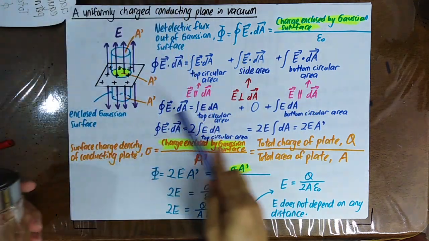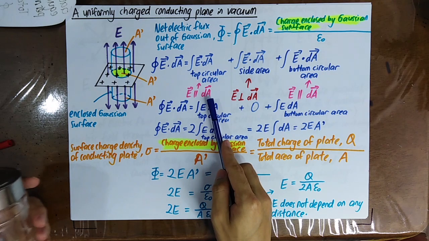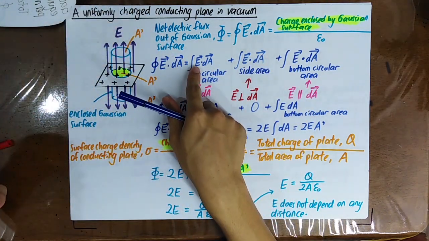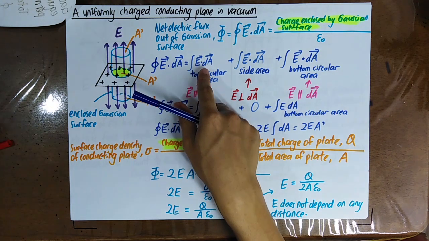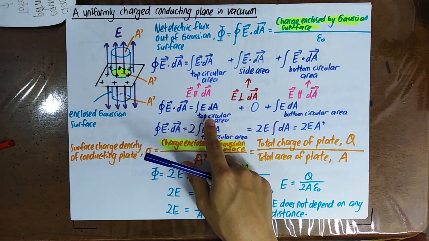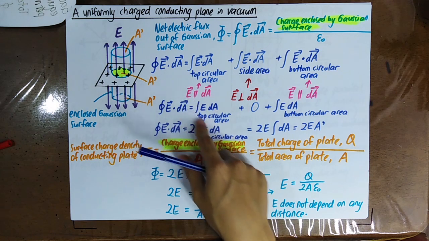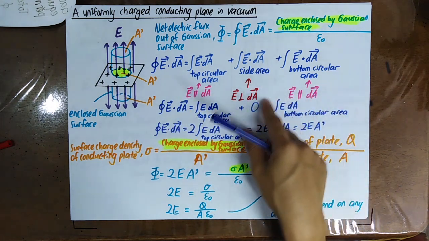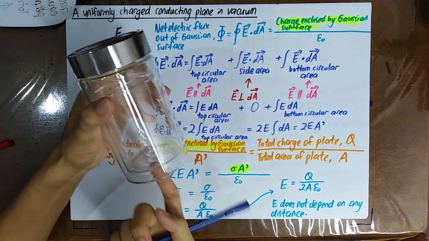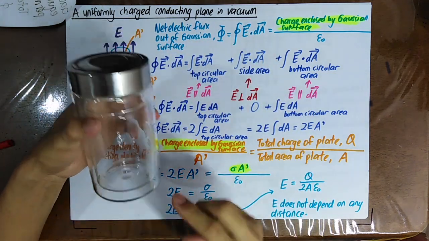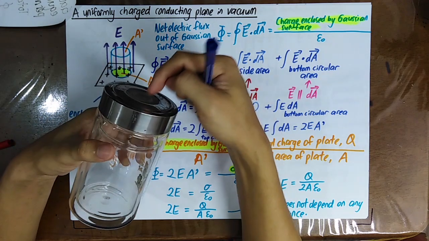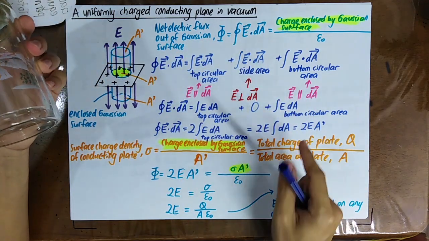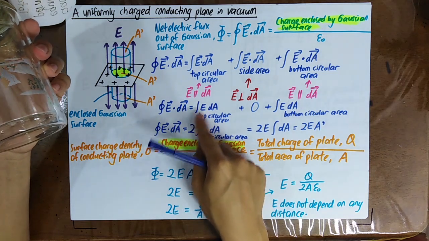But then, since E is parallel to dA on this surface and also this surface, therefore, you can get the dot product out. And now you have to know that this term here has the same value as this term here because they have the same circular area, and then they also have the same electric field strength here and here. So these two terms have the same numerical value, and therefore you can simply sum them up.